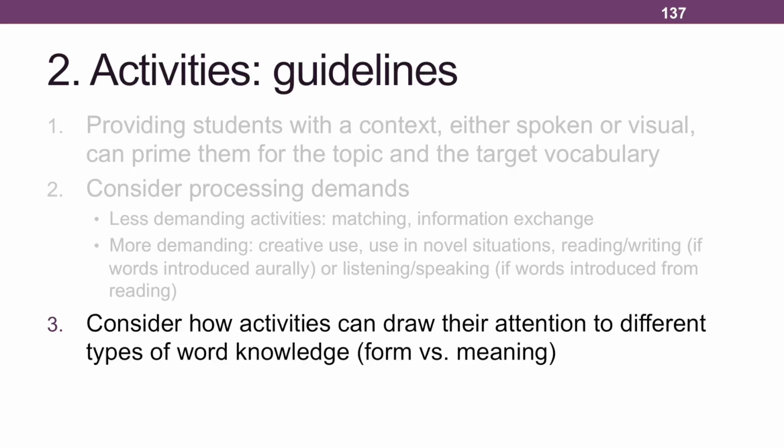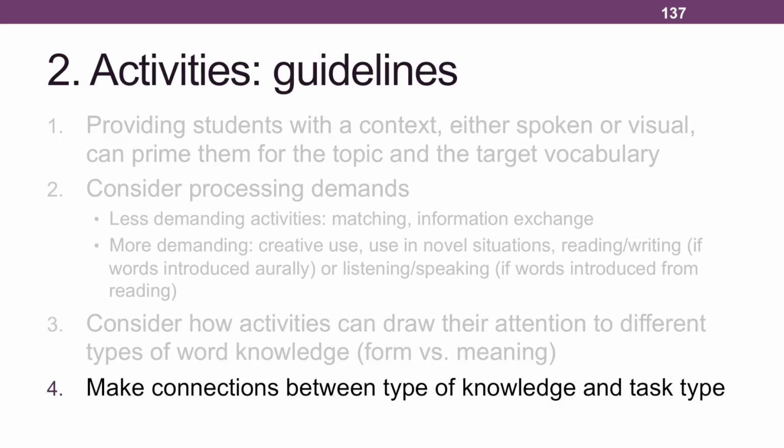Consider how activities can draw their attention to different types of knowledge. Do they need to focus on form? Do they need to focus on meaning? And then what do you want to assess them on following? Aiming your activities at different types of knowledge helps. And make connections between type of knowledge and task type. So if they've already learned these words, but we have this problem where they keep using the same words over and over again, having them do tasks where those words are inappropriate might help their pragmatic knowledge of those words. So thinking about this type of thing, their processing capabilities and types of word knowledge can be really helpful for both doing activities and assessing them, because maybe we have more of an understanding of what we can expect them to know at any given time.